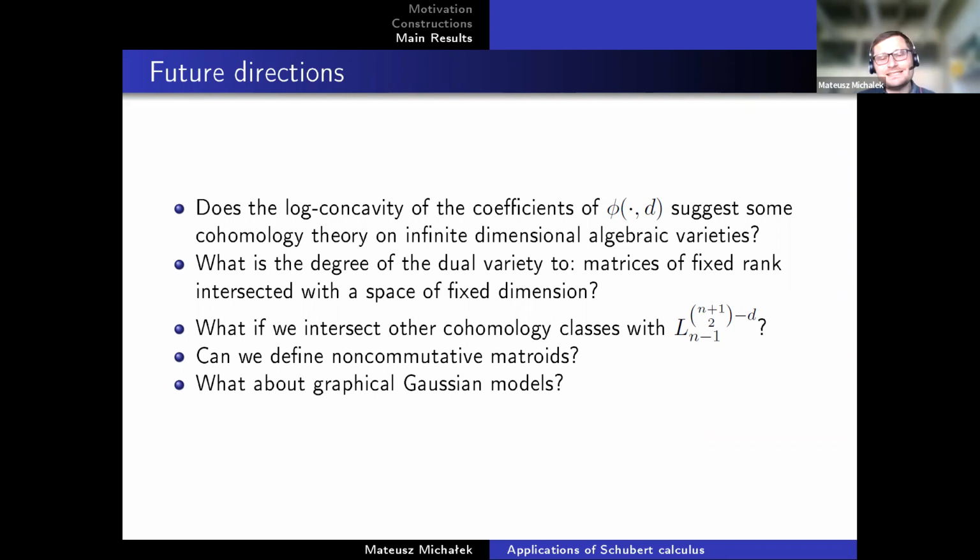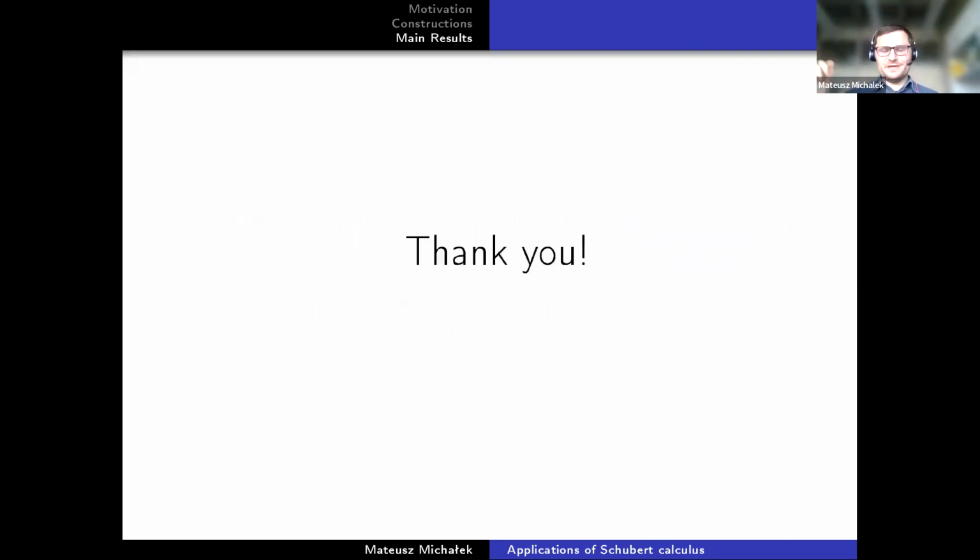Now, June's work is very much about matroids, and these diagonal matrices basically give the whole theory of matroids. The question is, can we somehow do the non-commutative, so let's say symmetric matrices, theory of matroids through the cohomology of complete quadrics? And of course, the question is about applications further to statistics and other graphical Gaussian models. Thank you very much.